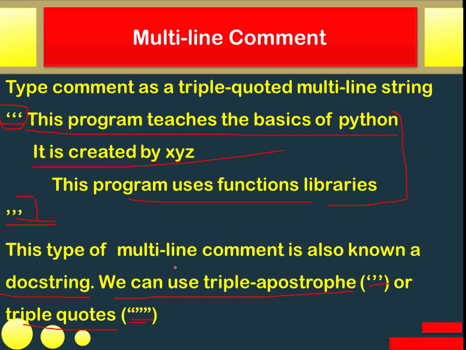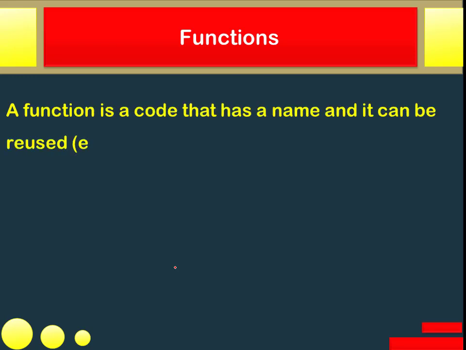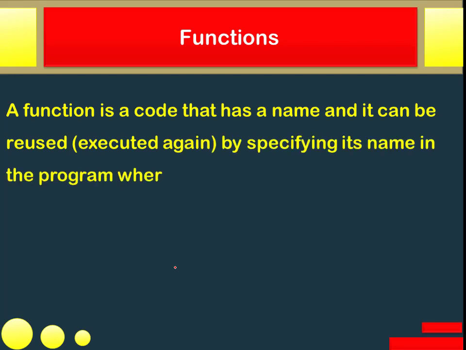Now the next component of the structure of Python is the function. A function is a code that has a name and it can be reused, executed again by specifying its name in the program where needed. A function is a block of organized reusable code that is used to perform a single related action. Here we can see one example of a function.